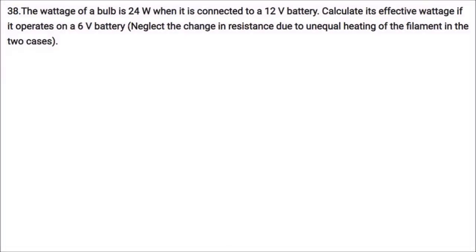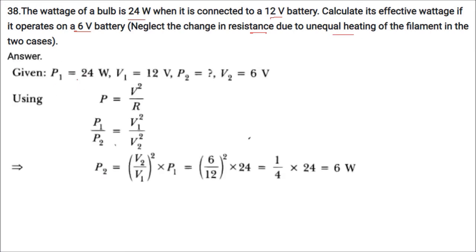The wattage of a bulb is 24 watt, and it is connected to a 12 volt battery. Calculate its effective wattage if it operates on a 6 volt battery. You have to neglect the change in resistance due to unequal heating of the filament in the two cases. So in the first case, power is given as 24 watt. Voltage is also given, so this is P1, this is V1. Now P2 we are not aware of, but V2 we are aware of. And we know the power is given by V square by R. So we'll take P1 by P2, and since the resistance remains constant, this will be V1 square by V2 square. We just have to divide the P1 relation by the P2 relation.